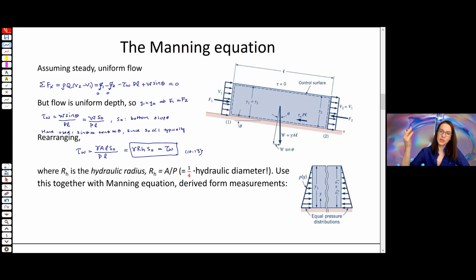Now we use this all the time together with the Manning equation. I'm not going to derive the Manning equation here because it's not derived from first principles. It was found empirically from taking many hundreds, if not thousands of measurements on different channel flows. And so I'm just going to write down the velocity form and the volumetric flow rate form of the Manning equation.